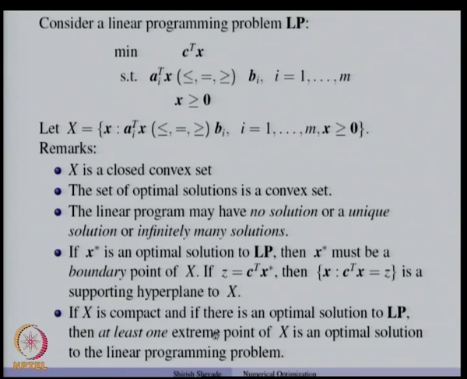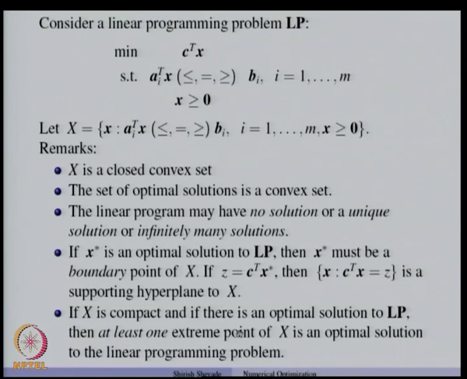So, we will prove this result later on, but what is important about this result is, if you see the previous statement, we said that if x star is an optimal solution to the LP, then x star must be a boundary point. Now, there may be infinitely many boundary points on the set X, but if X is compact, then we need to search only for the extreme points or the vertices of the set X to get an optimal solution to the LP.